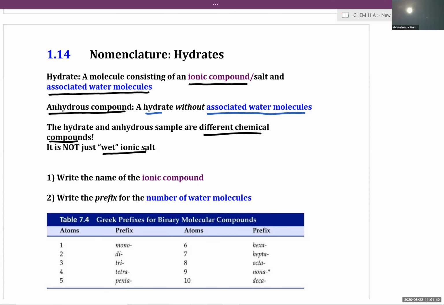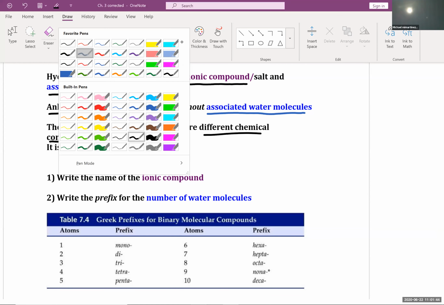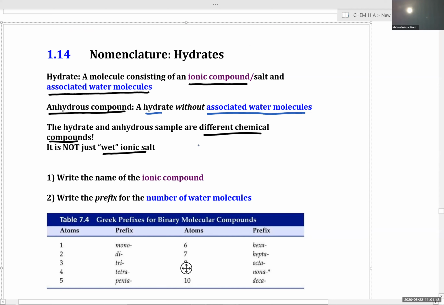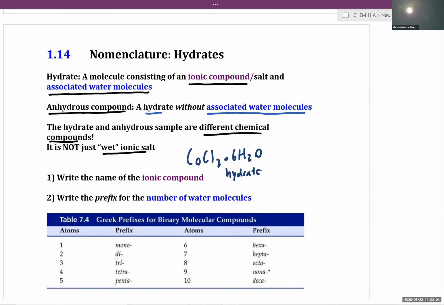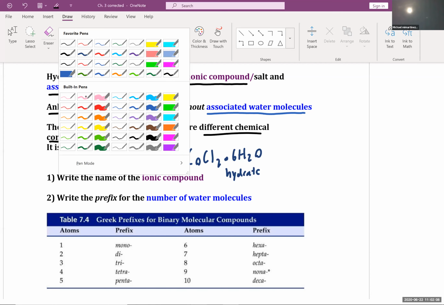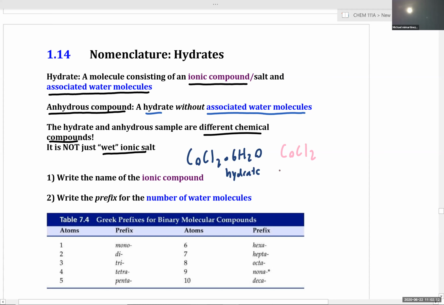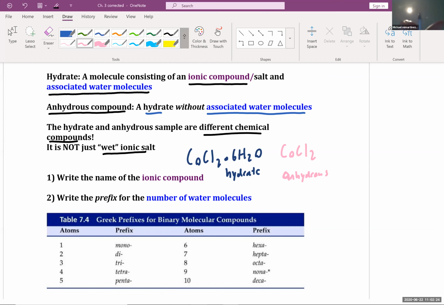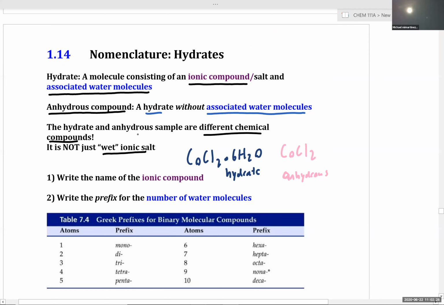To give you an example of this in very practical terms, if we have, for example, cobalt chloride hexahydrate, this dot indicates associated water molecules, so this would be our hydrate. The anhydrous form of this compound has an entirely different color and an entirely different molecular mass, as indicated by the fact that I've drawn these formulas in two different colors. So the hydrate and the anhydrous form have different masses and different properties. In this case, we see that they have different colors.